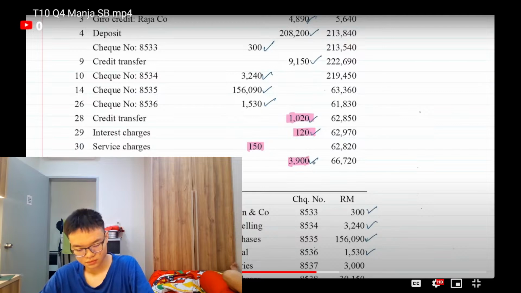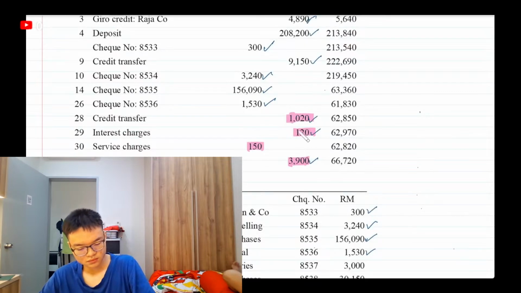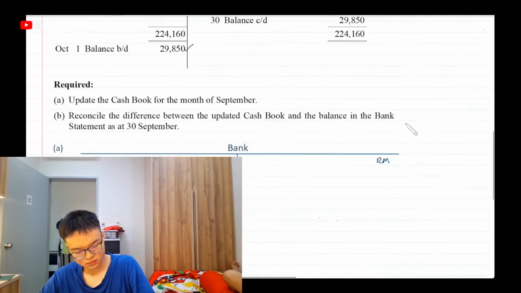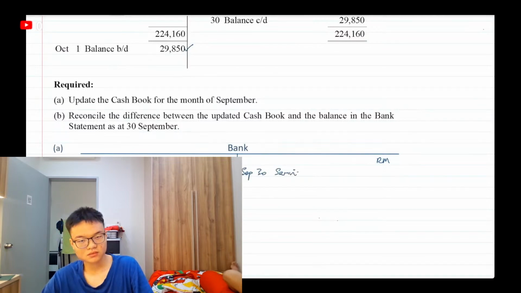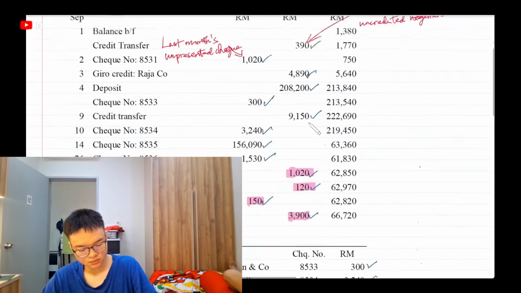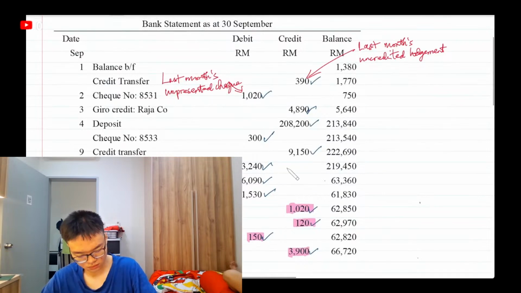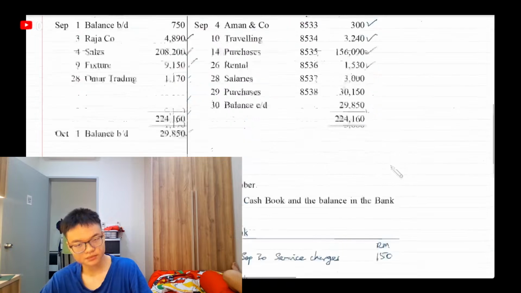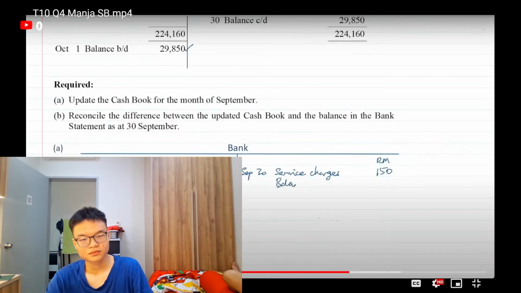A tick means they are also in the bank cash book. Then we have a payment for service charges, 160 ringgit. Once you have updated the cash book, please remember to mark off this item. So by the time we finish, if you check our bank statement, every single item in the bank statement must have a tick. Okay, now we are done. If there's an item which has no tick, you have to put it in the cash book.